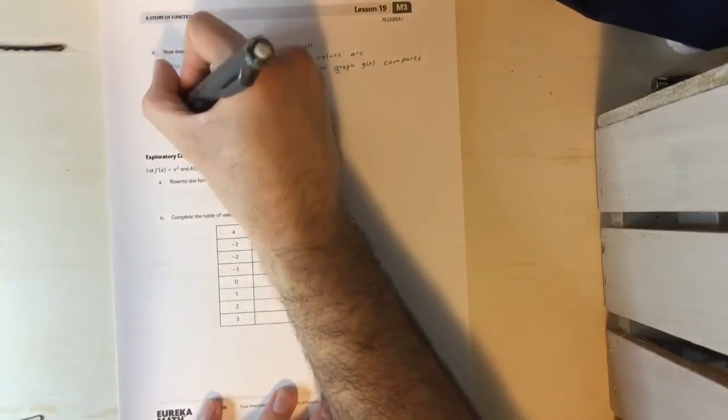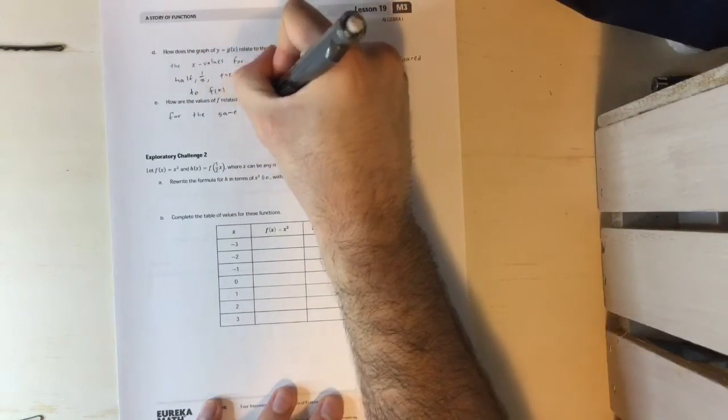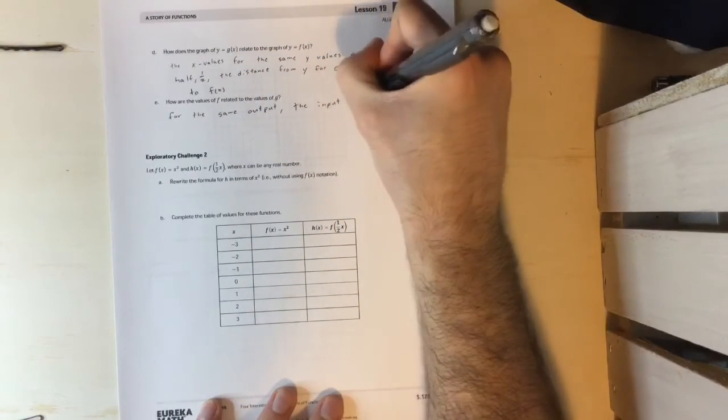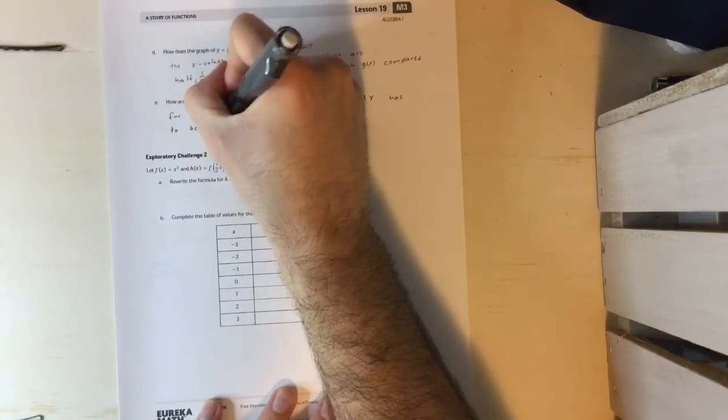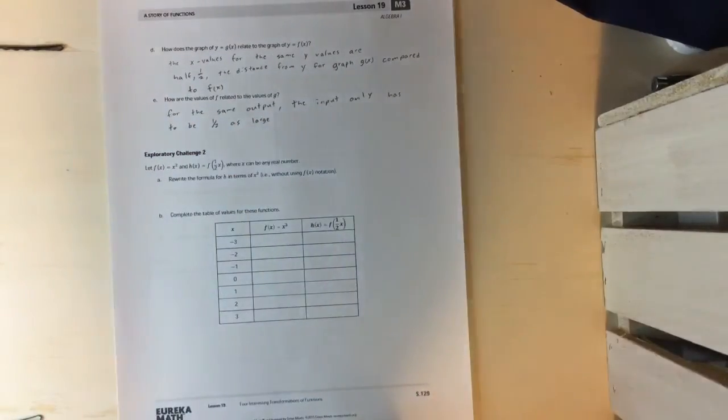So how are the values of f related to the values of g? For this one, we're going to say for the same output, the input only has to be half as large, or half as big. So for the same output, sorry, the input only has to be 1/2 as large.